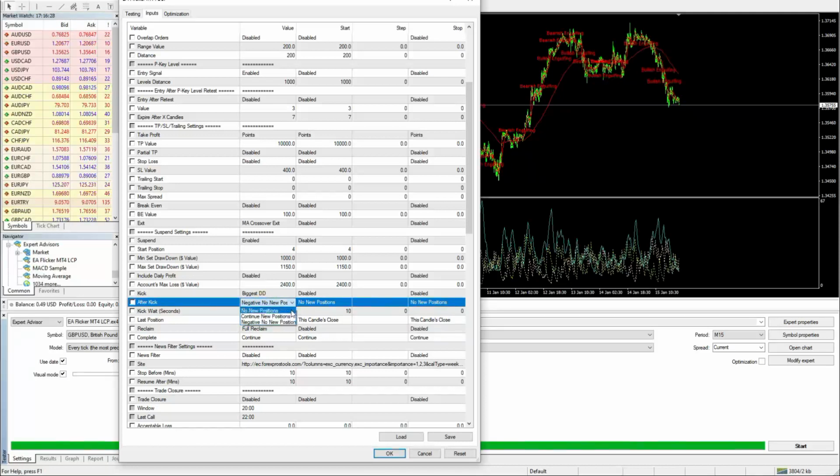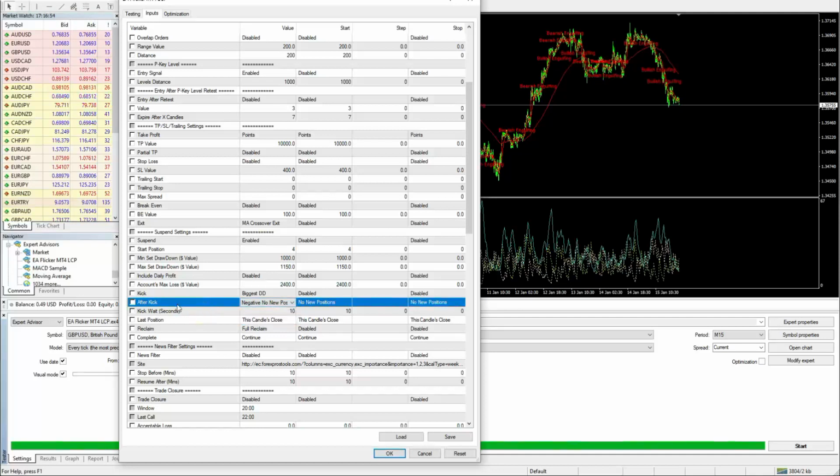Suspend. Now you can choose, after kicking this position, what you want suspend to do. Once it starts kicking, you can choose that the EA opens no new positions, or it can continue to open new positions, or if your drawdown is still in negative, no new positions are opened. Brilliant, right? I know, I thought of this. So after you kick that position, what do you want suspend to do?